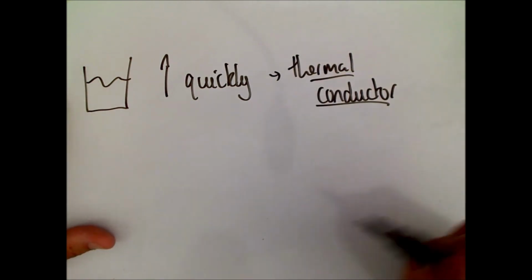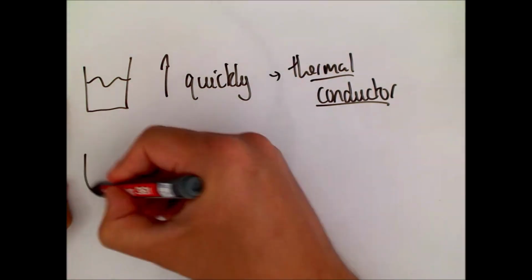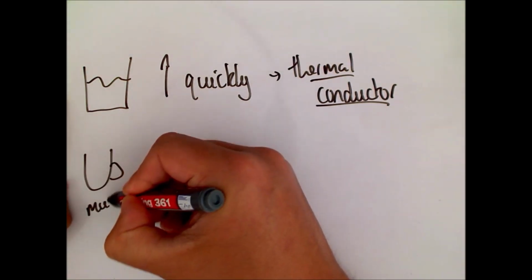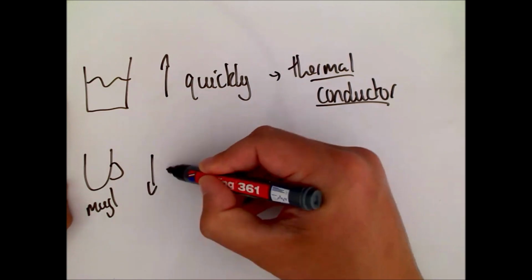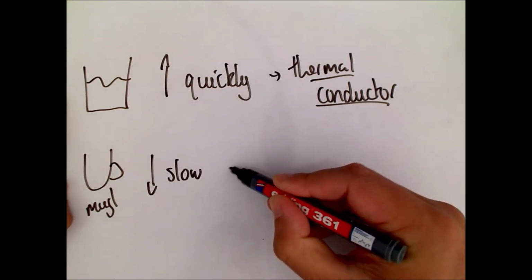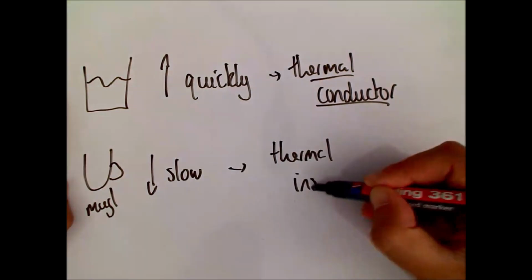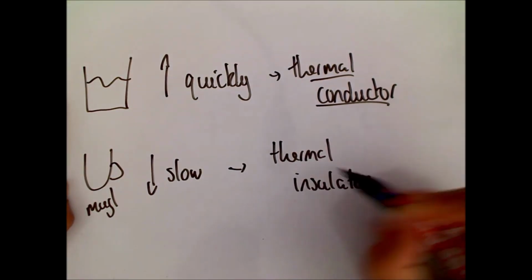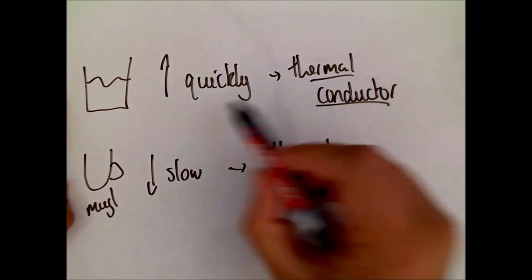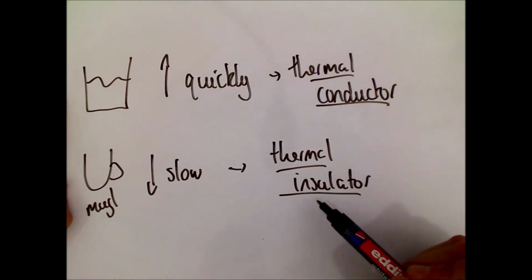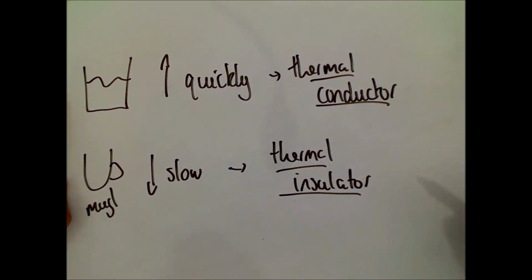If a material transfers energy more slowly, like our mug, so a slow transfer of energy, then we will call that a thermal insulator. So conductor, quick transfer of energy. An insulator is a slow transfer of energy.